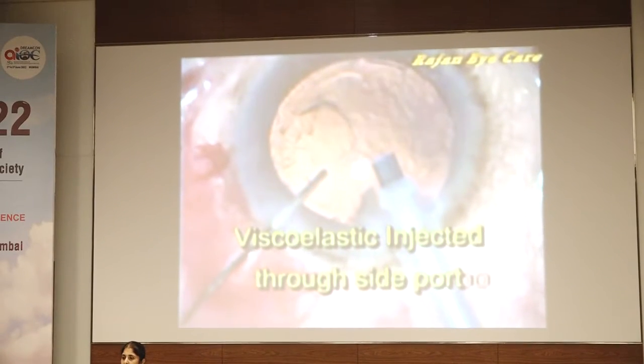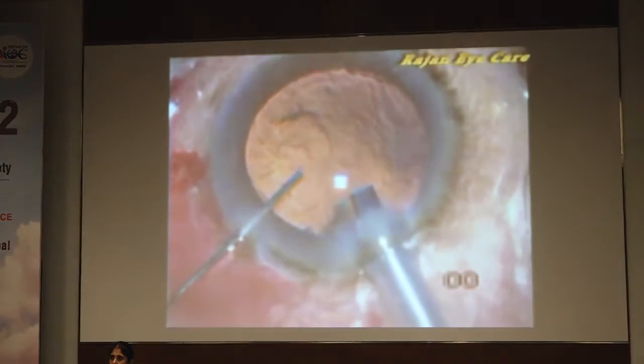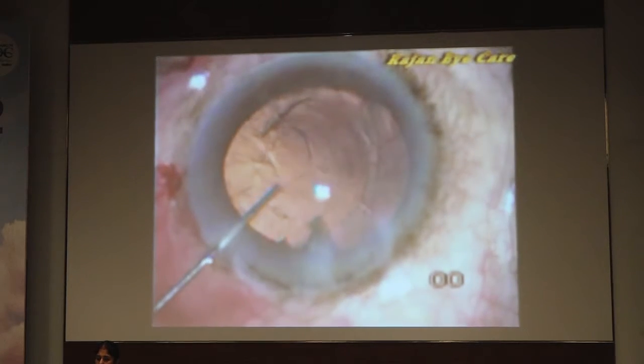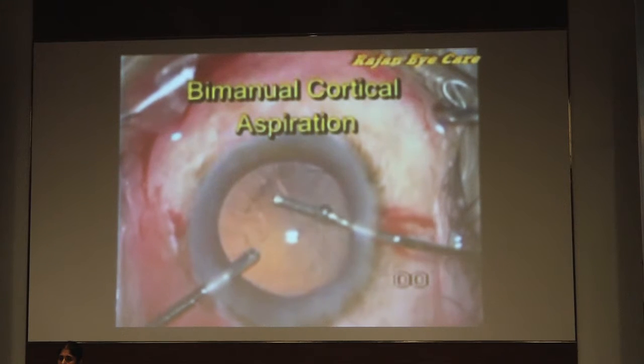And you just watch carefully when he has removed his second instrument, his chopper, and he's injecting the viscoelastic before actually removing the phaco probe. So you see the size of the PCR remains the same. It doesn't extend. So that is a vital thing. Then once you have it in position, you can do a bimanual cortical aspiration.